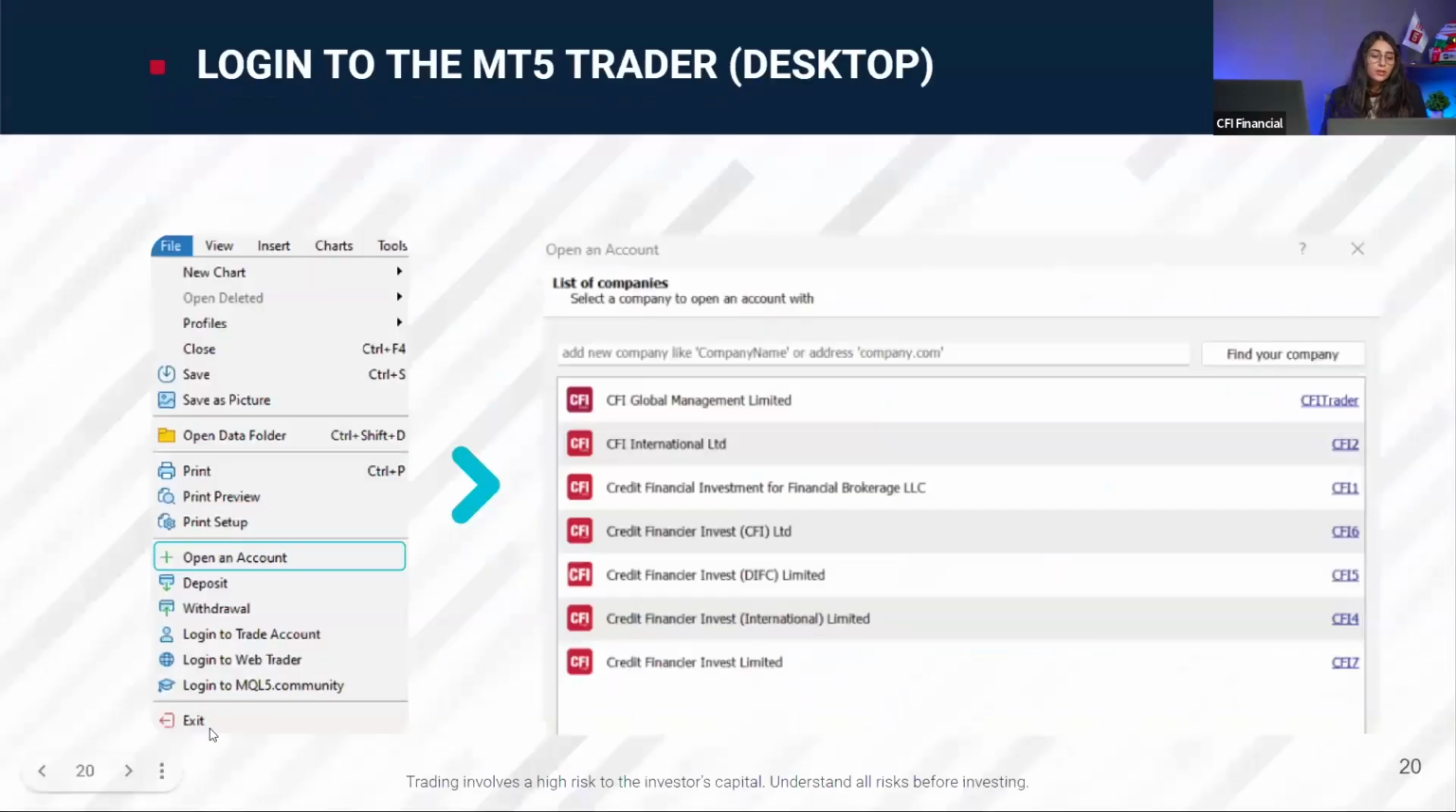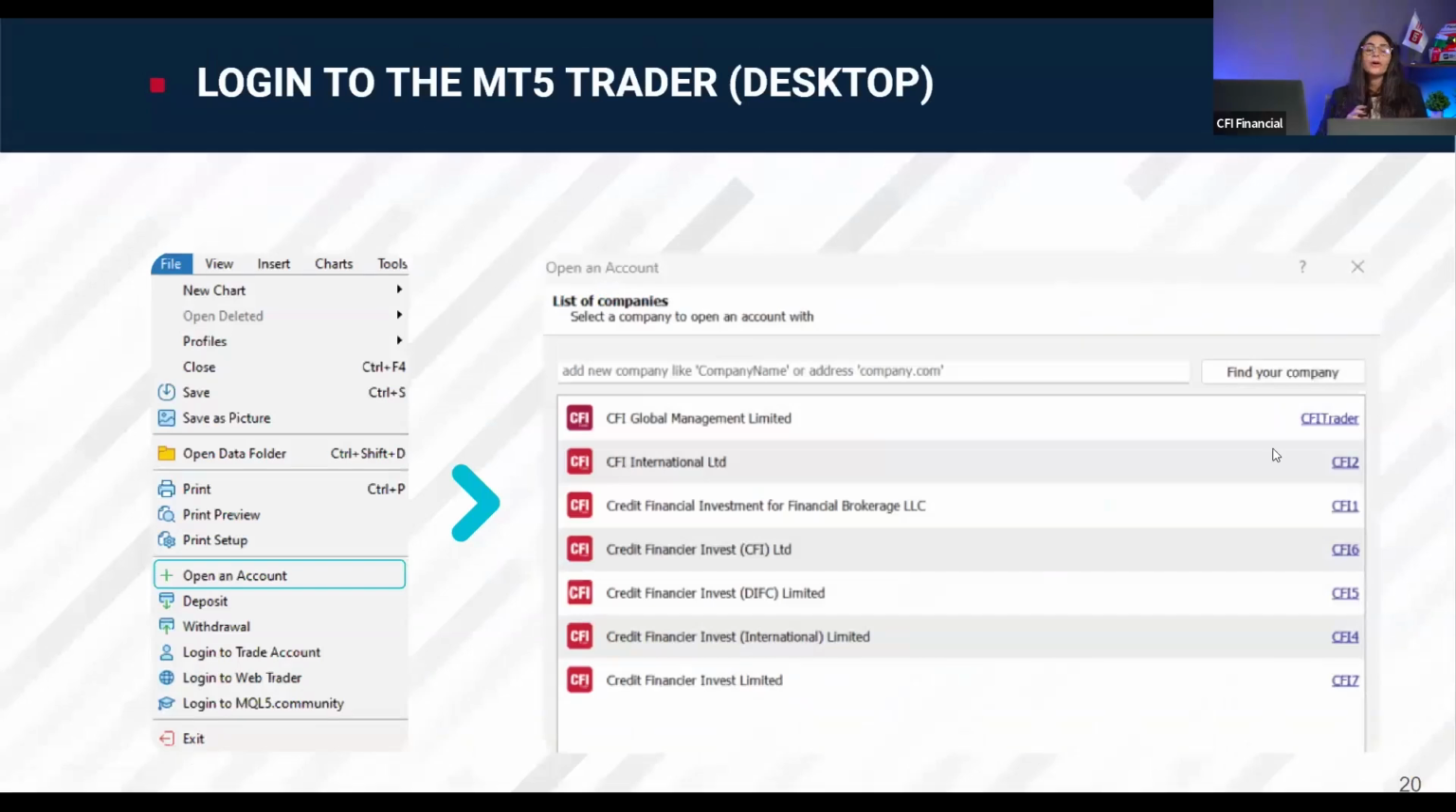Okay, so we're just going to go through a few steps that you need to know, and we're going to enter the platform together. To log in on MT5 Trader, at the top left side you press File, then press Open Account, and it's going to take you to the list of companies that we have. Your relationship manager will tell you which server to choose depending on where you are.